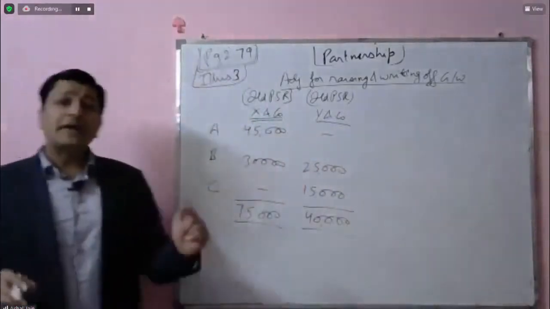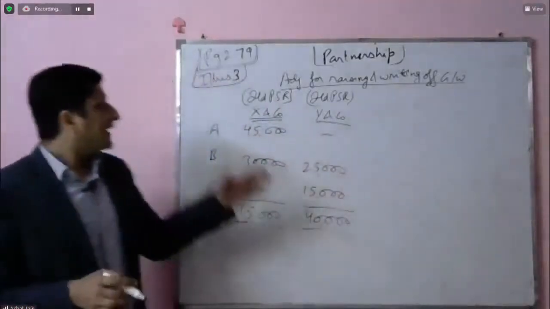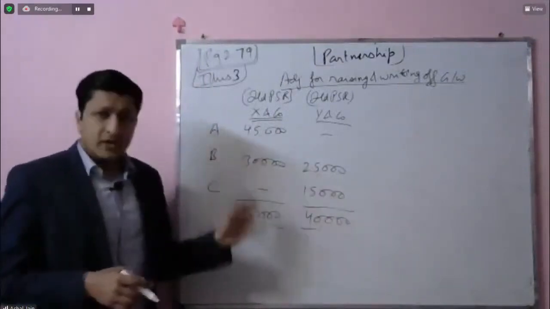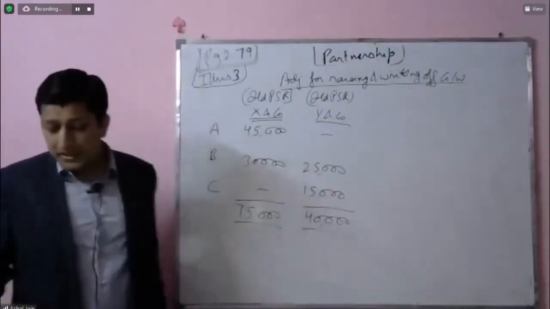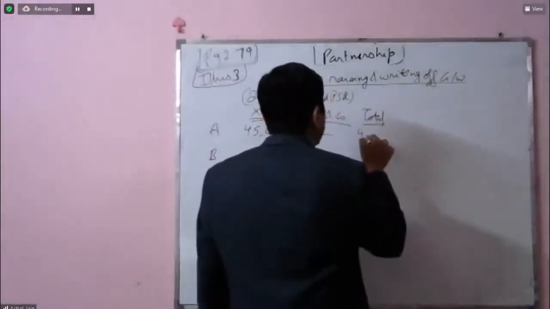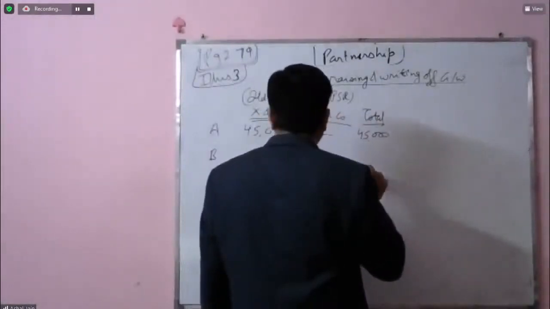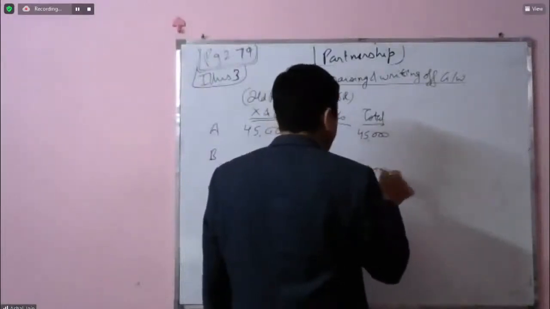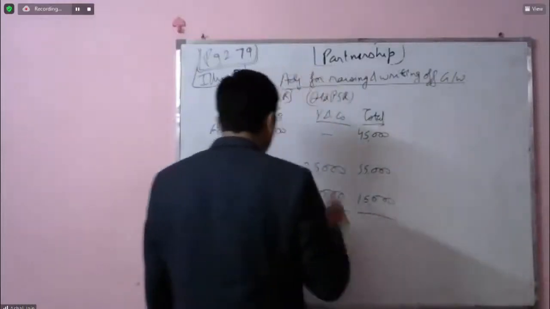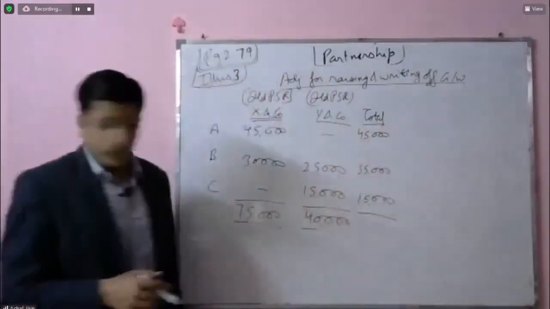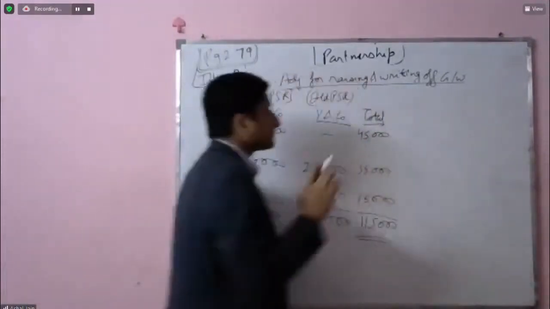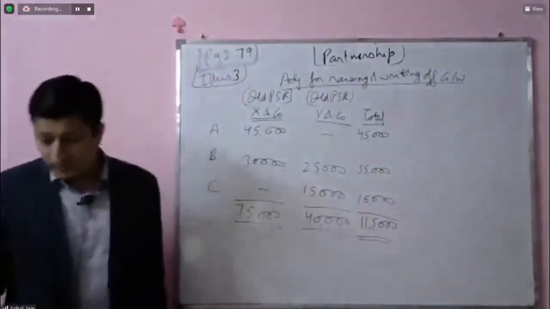So if the old partnership firms would have continued, then A would have got 45,000 against goodwill, B would have got 30 plus 25 against goodwill, C would have got 15,000 against goodwill. So the total which they would have received would have been 45,000, then 55,000, then 15,000, and then what do we get? We get 1,15,000 over here. This is under the old scenario.